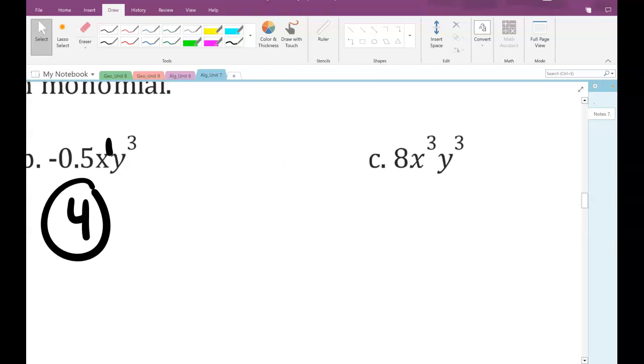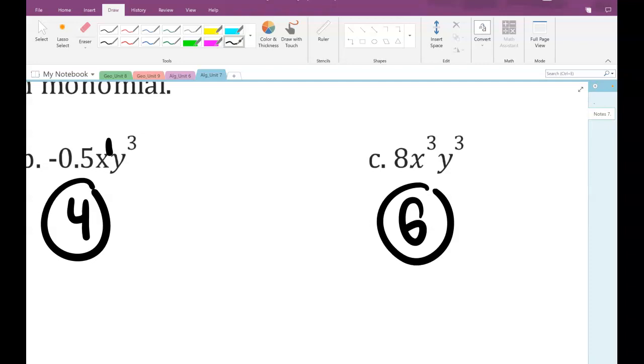Example C, we have to sum our exponents. So 3 plus 3 is 6. So it's a 6th degree monomial.